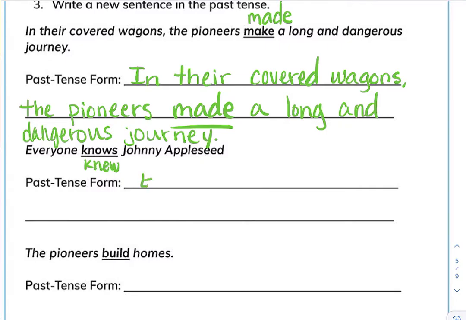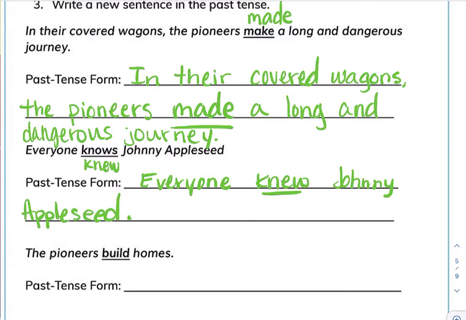Then we're going to rewrite the sentence. Everyone knew Johnny Appleseed. Remember, these are sentences. Capital letter at the beginning, period at the end. Again, pause the video if you need more time.